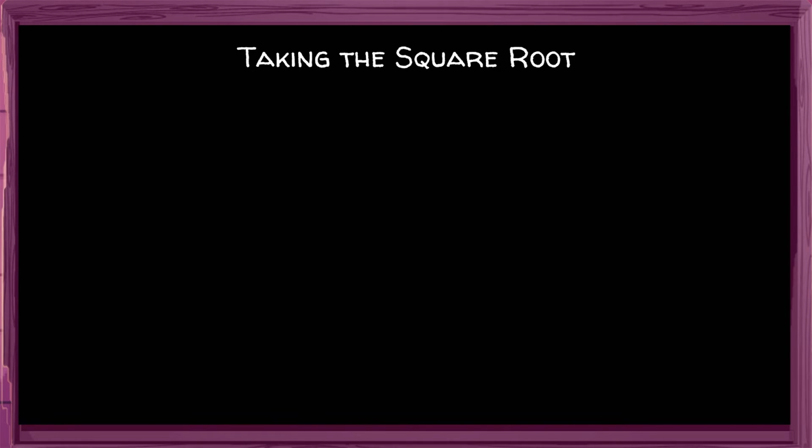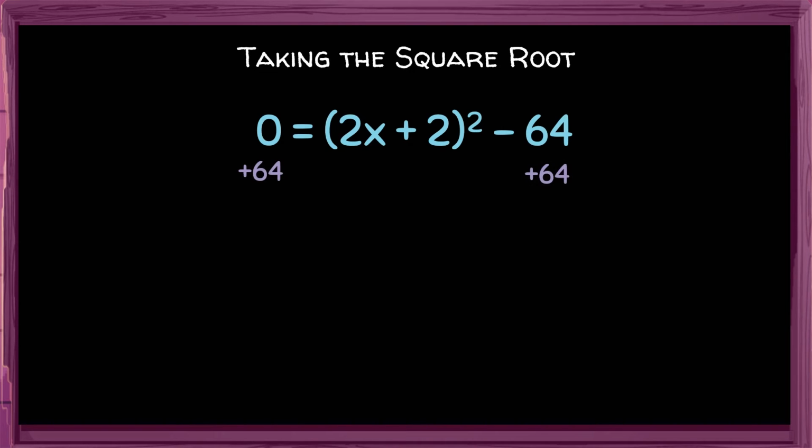Let's solve the equation 0 equals 2x plus 2 squared minus 64. Ooh, I know what we can do. We can use our FOIL technique on the 2x plus 2 squared. That will let us multiply 2x plus 2 times 2x plus 2. Codette, you're right that we could do that, and it would work, but there's an easier way. Let's use our technique of taking the square root. We start by getting all of our numbers on one side, so let's add 64 to both sides. What do we get? We get 64 equals 2x plus 2 squared.